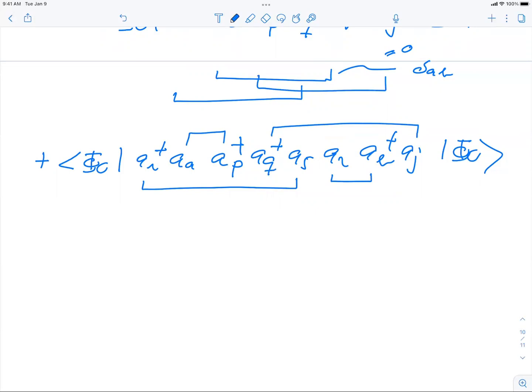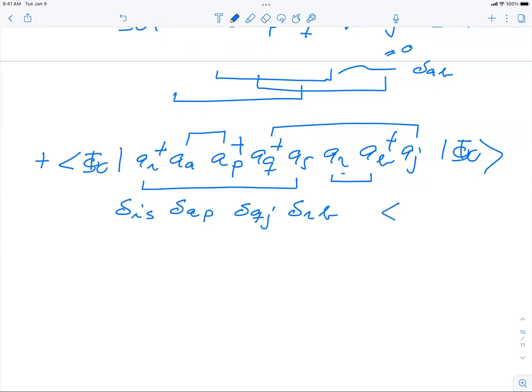So I will get a Kronecker delta, delta i,s. I have a delta a,p. I'm going to get a delta q,j. And then finally, I'm going to have a delta r,b. This is going to give a matrix element which looks as follows. I have a and p, which is different from 0. I have r and b here, which is different from 0.